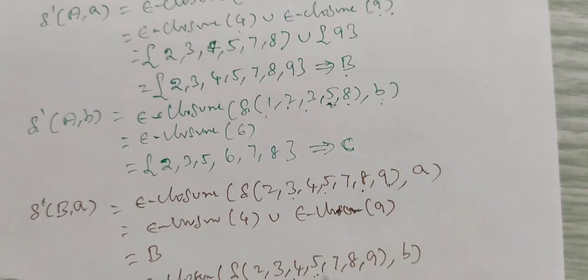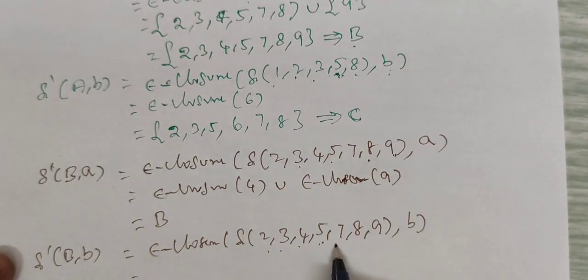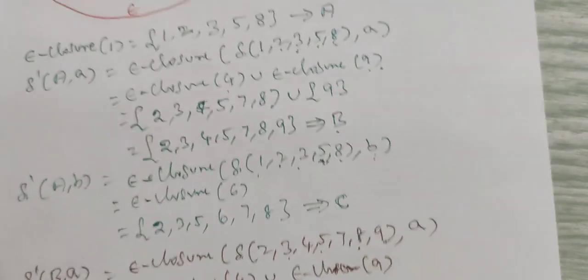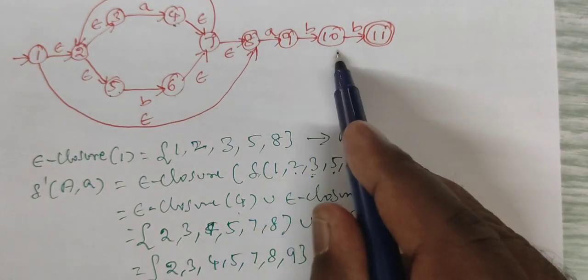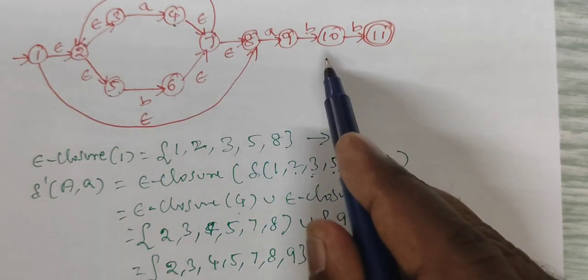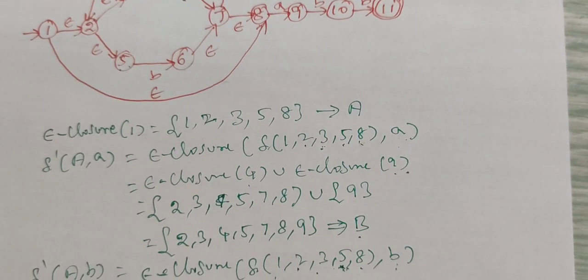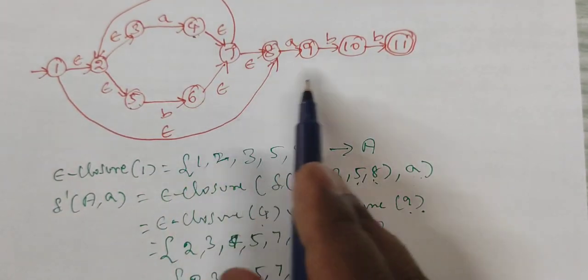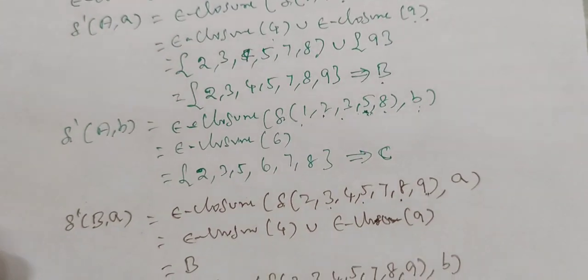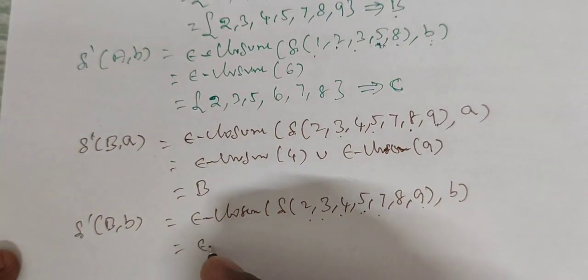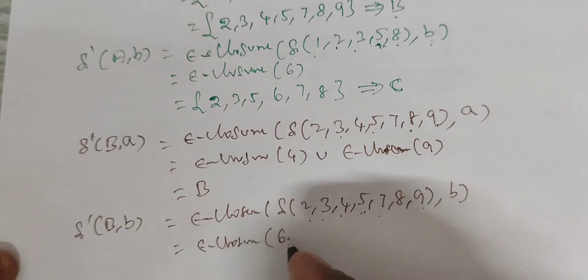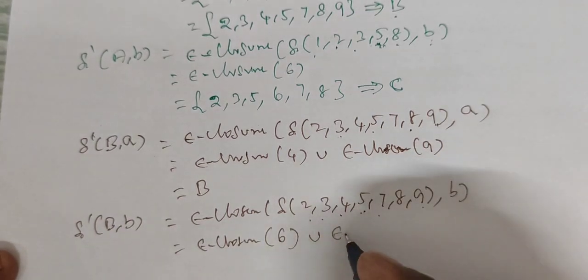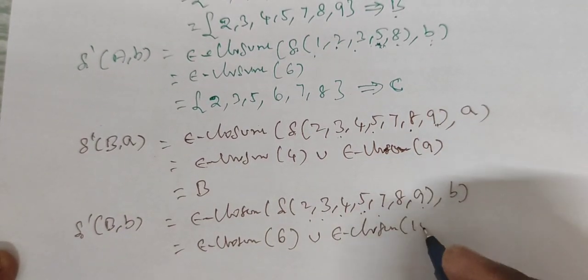Now when B is applied on 7, it cannot be applied. When B is applied on 8, it cannot be applied, but B can be applied on 9. When it is applied on 9, it goes to a state called 10 now. So we will get two states now. One is epsilon closure for 6, that is 6 you will get, and another state is 10 here. Okay. So epsilon closure of 6 union epsilon closure of 10.